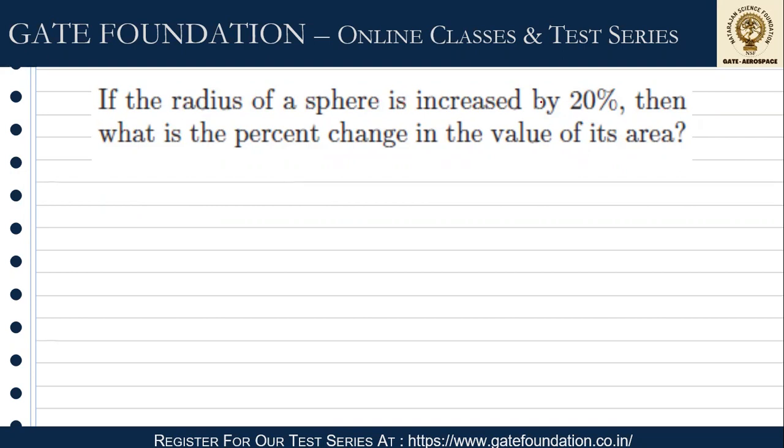If the radius of a sphere is increased by 20%, then what is the percentage change in the value of area? Let's say the initial radius is R. After changing, the new radius is increased by 20%. Either you can do it in the form of decimals or fractions, that is totally your choice. Now it is increased by 20%. That basically means, if you remember from our ratios, 20% is equal to 20 by 100, or 1 by 5. So initially it was R, now it is increased by 1 by 5 of R.